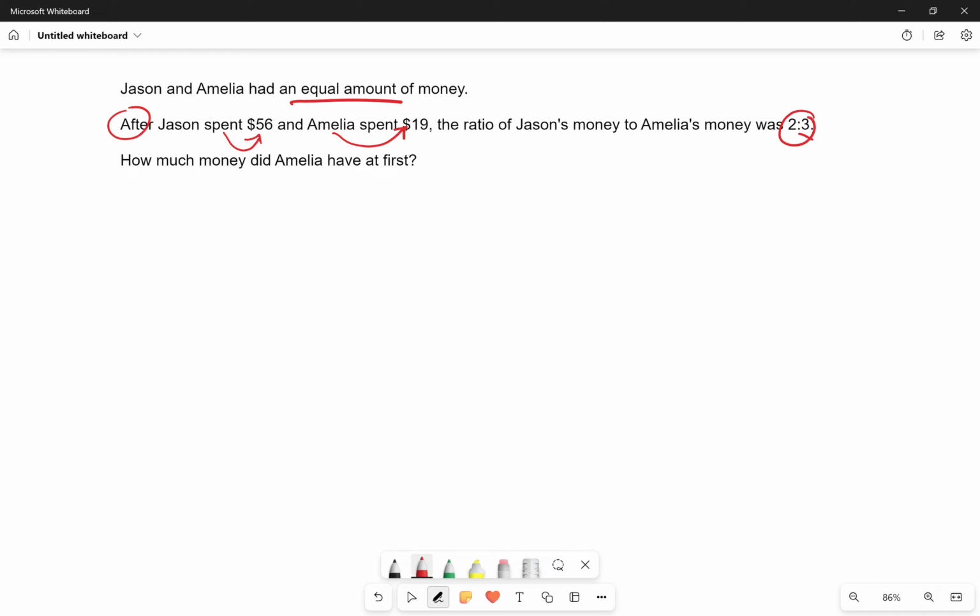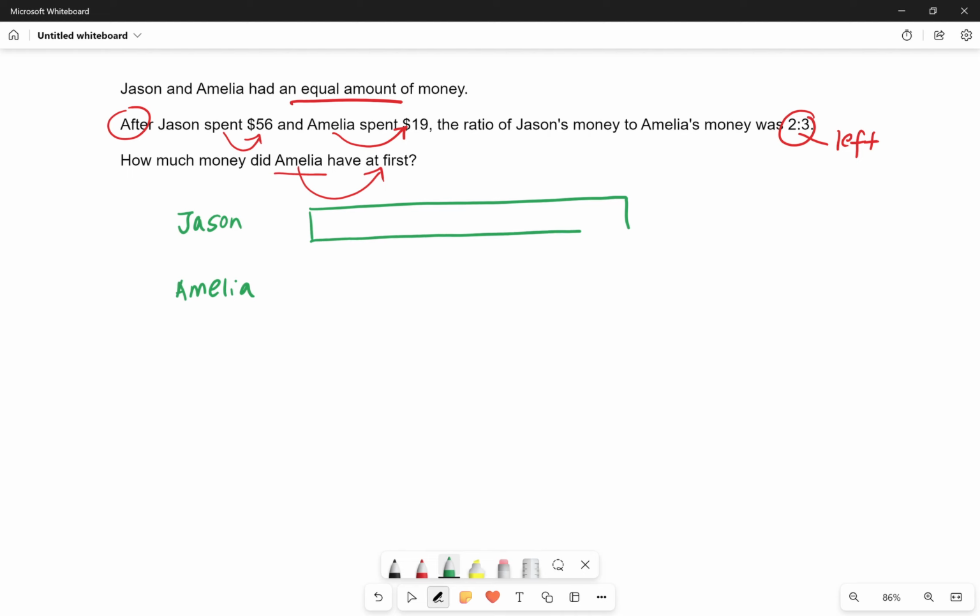So the ratio 2:3 represents the amount of money that was left after their spending. The question wants us to find out how much money Amelia had at first. So using the model approach, we can start off by drawing the amount of money that Jason and Amelia have at first, using two rectangle blocks of the same length to show that the amount of money they have at first is equal, because the two rectangle blocks are of equal length.